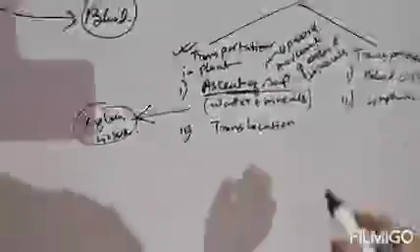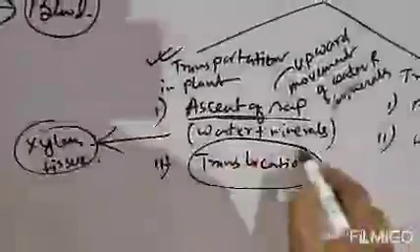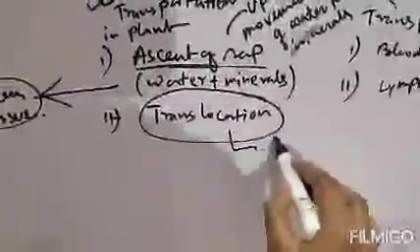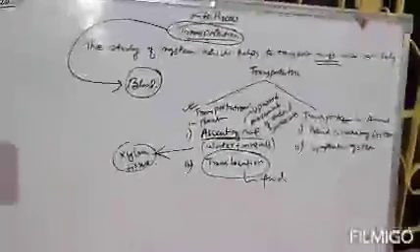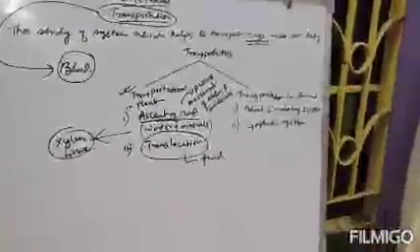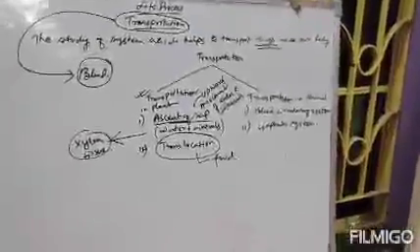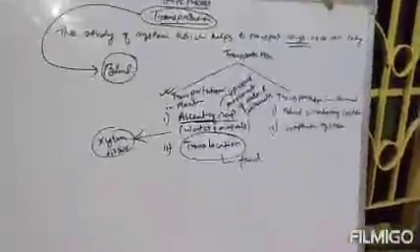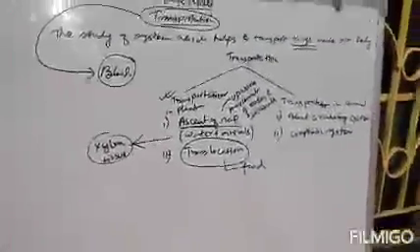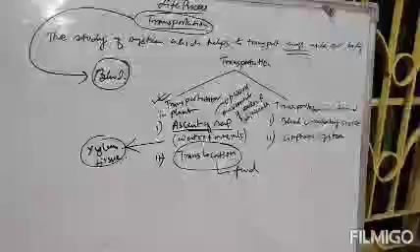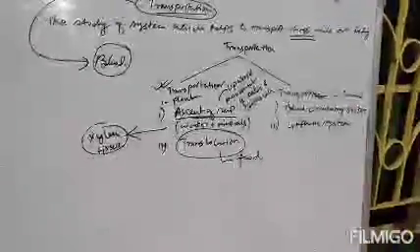Clear? Now number 2 is translocation. What is translocation? Translocation is related to food. Food is prepared in the leaf. We know that the leaf is the kitchen of a tree. This food also needs to be transported, like water and minerals. So food is transported from leaves to all parts of the plant. Clear? This is known as translocation.